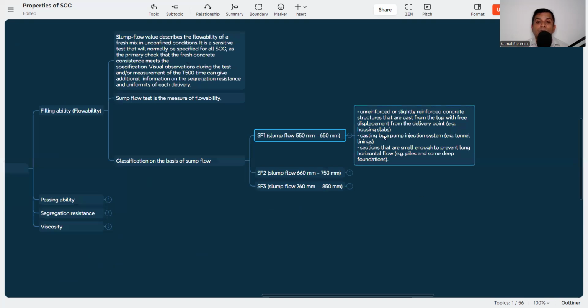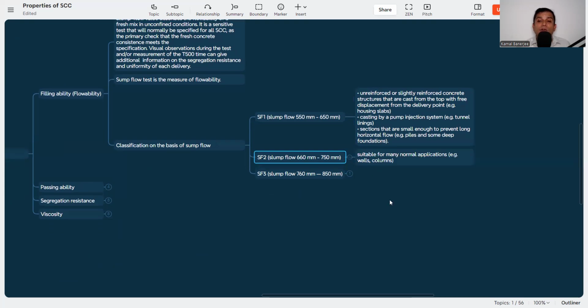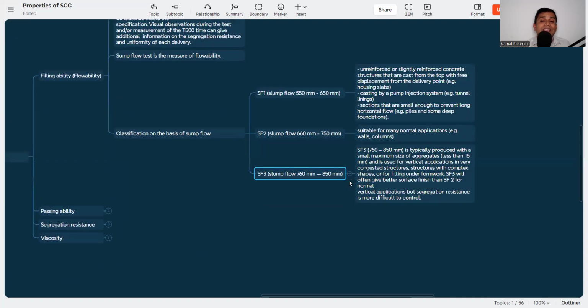Cast from the top with free displacement from the delivery point, and casting by pump injection systems, in sections that are small enough to prevent long horizontal flow. That means the section is not that small. And what is the SF2? SF2 is suitable for normal application, that is walls and columns we are using in everyday concrete. That we can use the SF2. And what is the SF3?